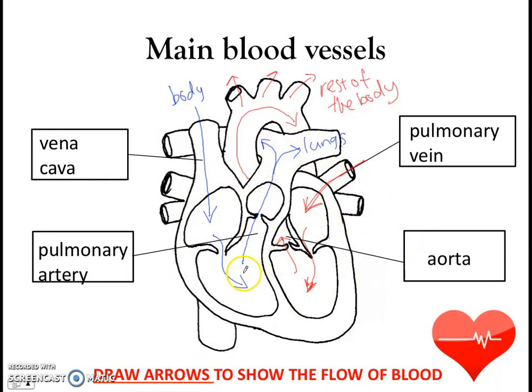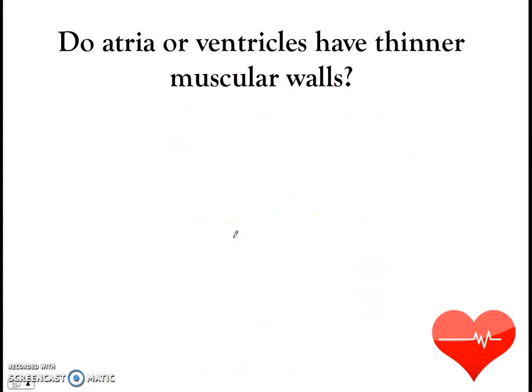I hope that helps you to see what the main blood vessels around the heart are and that you've drawn the flow of blood through the heart. Now, a question to think about at this point: do the atria or ventricles have thinner muscular walls? Which chambers have thinner muscular walls? Think about it for a while.